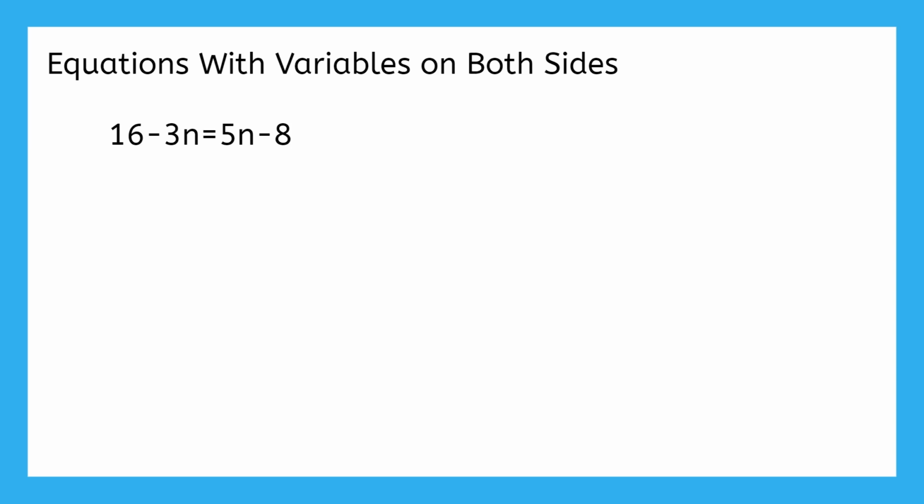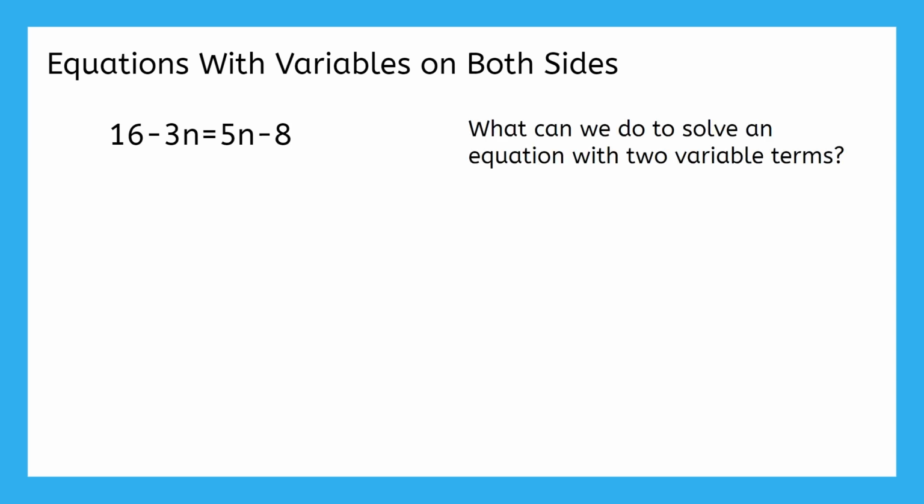Take a second and make a prediction. What do you think we can do to solve an equation like this with two variable terms? Well, if having two variable terms is the problem, then we just need to get rid of one of the n terms. We've become pros at canceling out terms. Now we just have to do it with a variable instead of a constant.